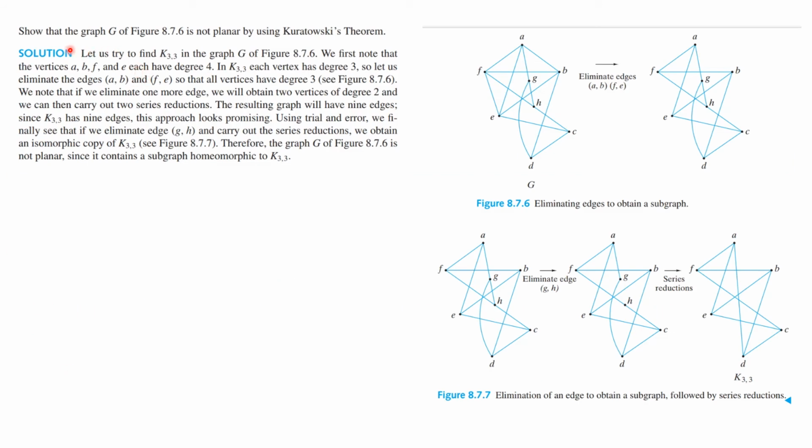Now, here's an example of how much work it is to show that they're not planar using the theorem. So what you do is you eliminate edges to form a subgraph, and then you eliminate more edges to find a subgraph that is homeomorphic to the one that we had before, and you see that this has a subgraph that is homeomorphic to K3,3.